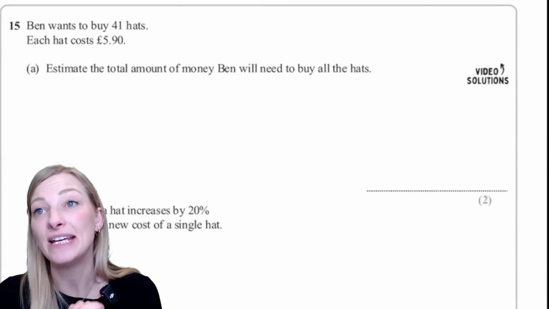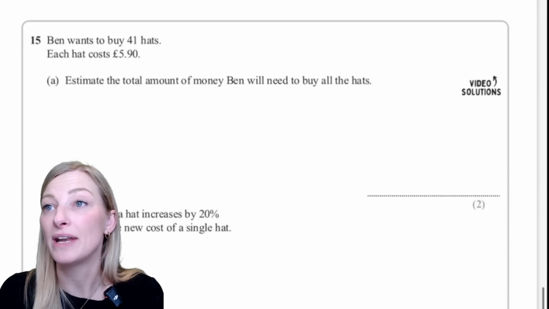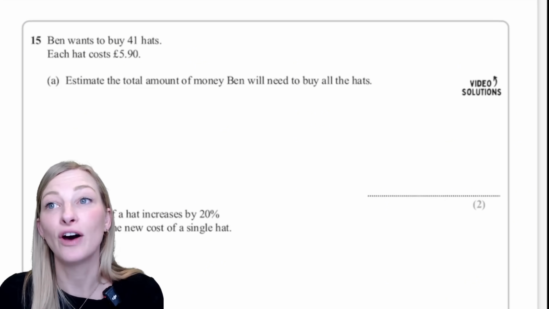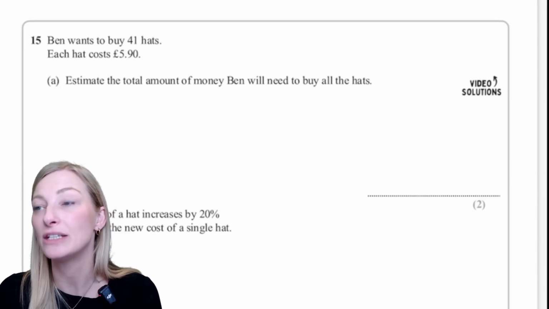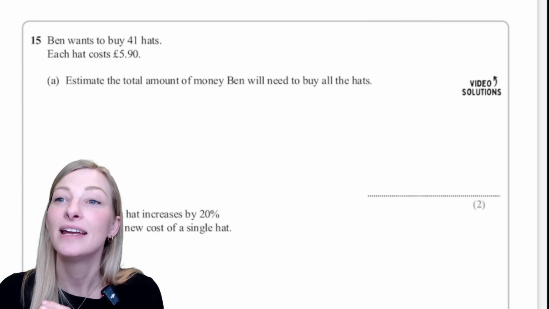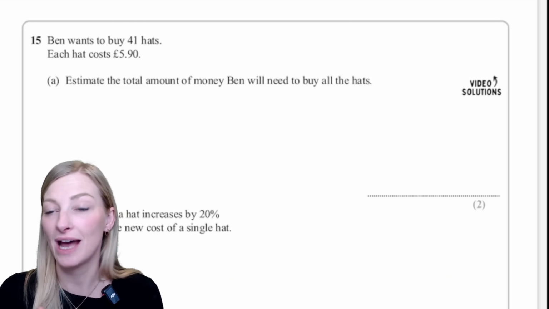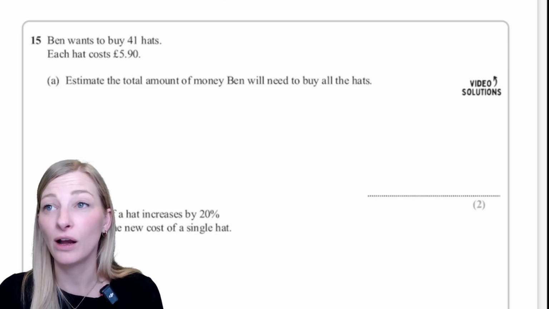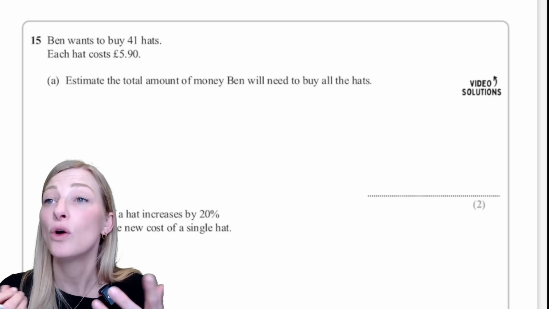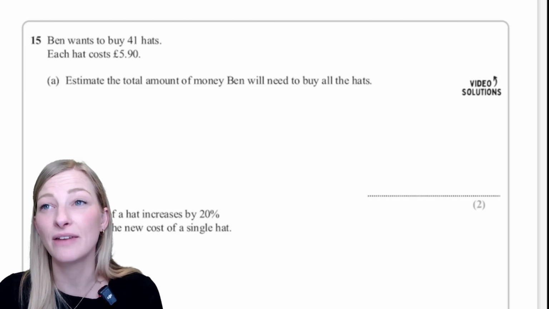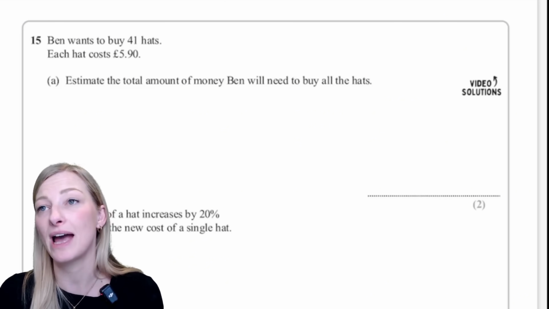Question number 15. Ben wants to buy 41 hats. Each hat costs £5.90. Estimate the total amount of money Ben will need to buy all of the hats. Now, estimating on the non-calculator paper is a really big clue that if we are multiplying or adding or doing some sort of arithmetic, we can round our answers to one significant figure to roughly work out the answer.